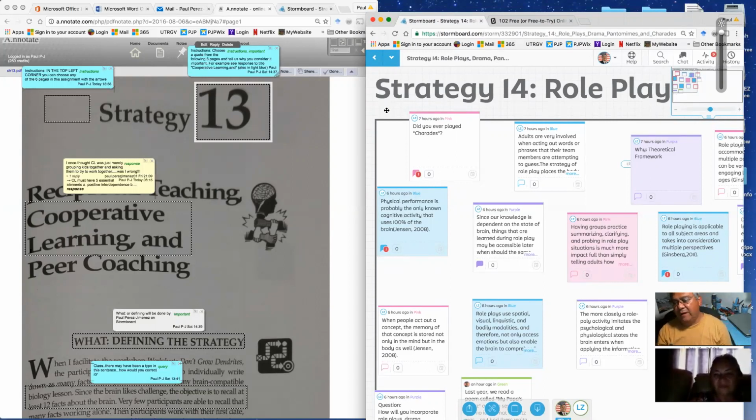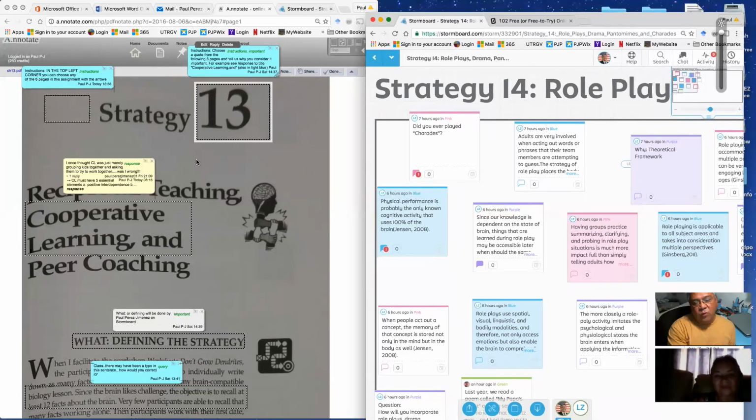But we started there, and from there, both of us came across Annotate, which is on the left-hand corner. I'm going to be doing the Annotate version of strategy 13. Basically, with this application, anyone as a group can download PDFs of any sort, or images or anything that they want the whole group to annotate.